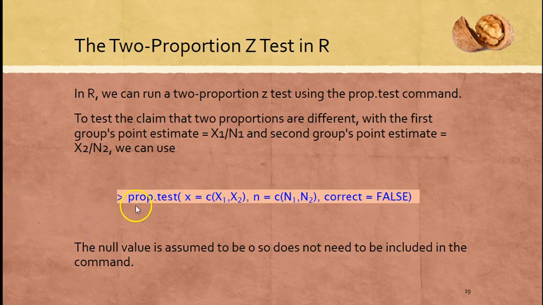So essentially, the command goes prop.test, parentheses, and then x equal to c, for combining the x1, comma, x2, and then the sample sizes, so the n1 and n2 would be the sample size of each group. And again, correct equals false is really an optional subcommand. I like to include it. As for the null value, if you don't include it in the command, it's assumed to be 0, so there's no need to include it.